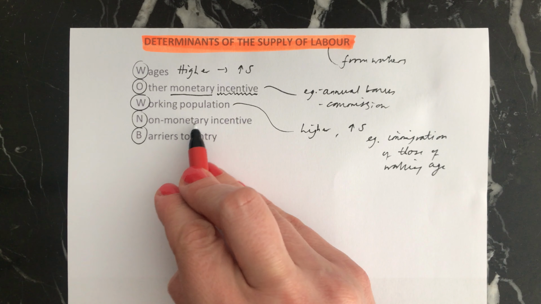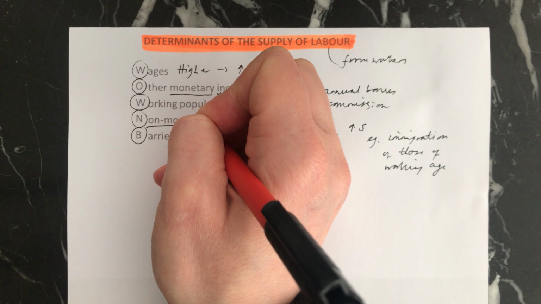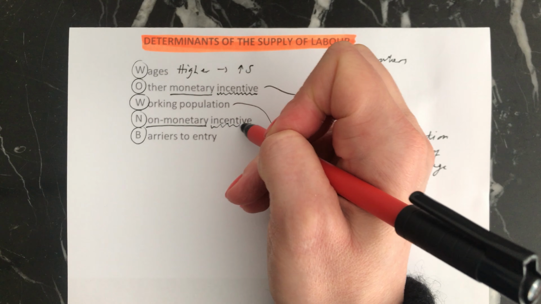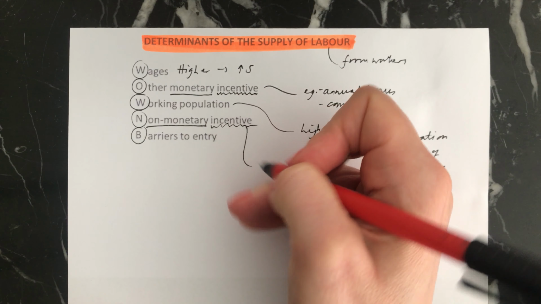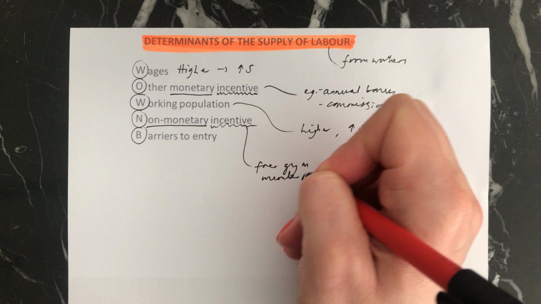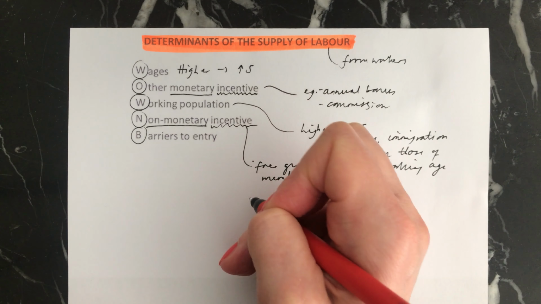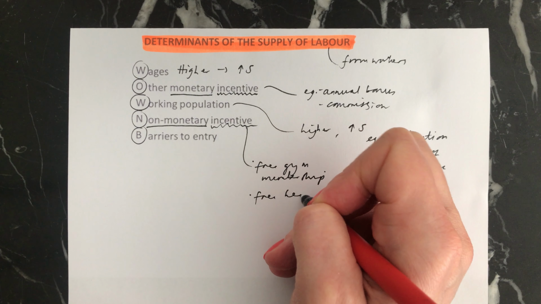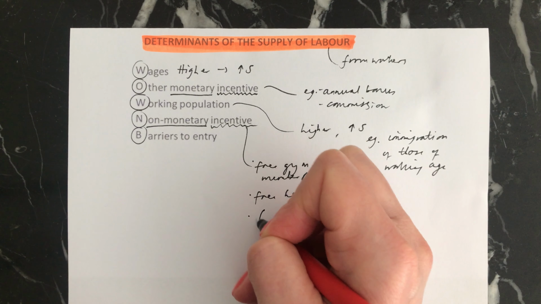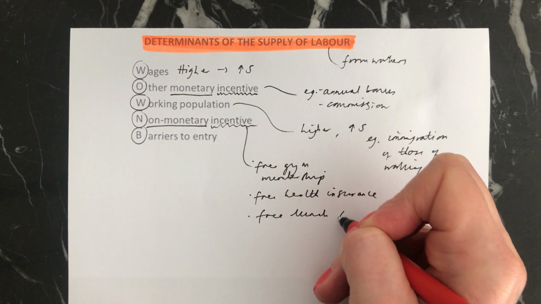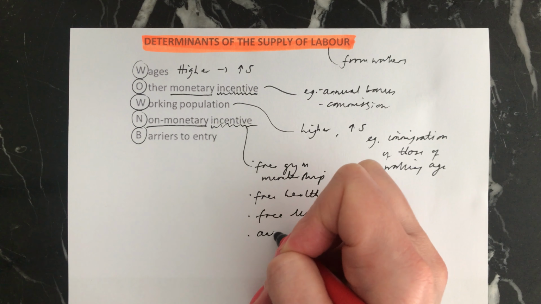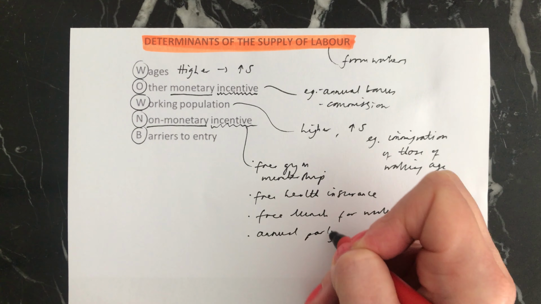The fourth one, non-monetary. So this is things not to do with money, but that are enticing people to supply their labour in this market. This might be something like free gym membership for workers. It might be something like free health insurance for workers. It might be something like a free lunch for workers. It might be something like an annual party for workers.